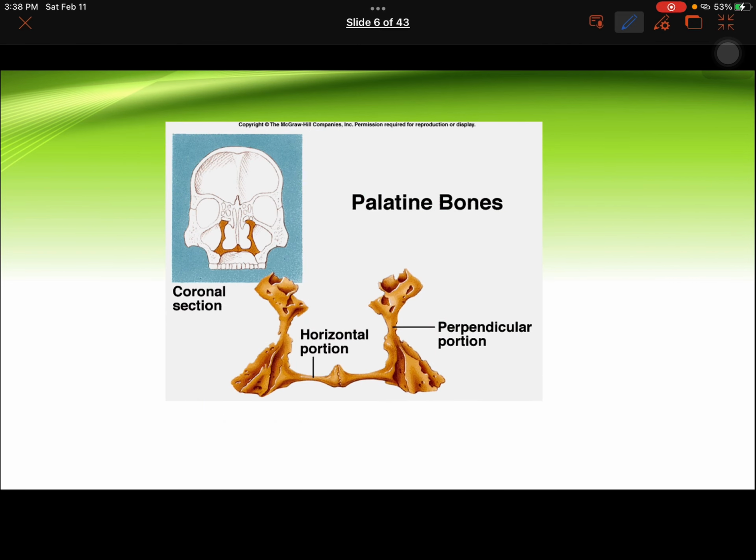Next, you have the palatine bones. You have your perpendicular portion of the palatine bone and the horizontal portion of your palatine bone. Your perpendicular portion lies perpendicular to the axis, and of course, the horizontal portion lies horizontal to the axis.